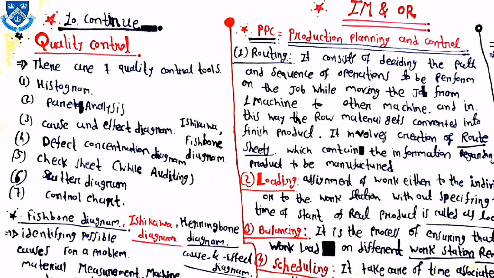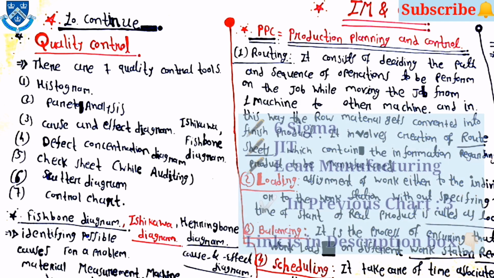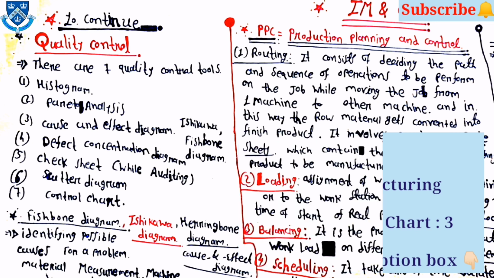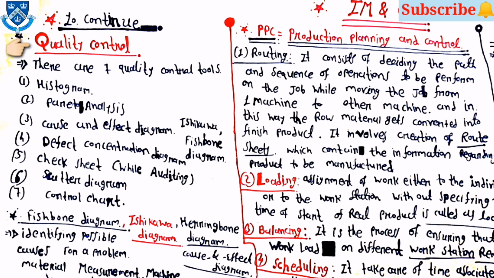Let's begin with the first one, which is quality control. Some concepts of this chapter we have discussed earlier in the third chart of IM and OR. The link for that chart is given in the description box. Now let's continue from the third chart.